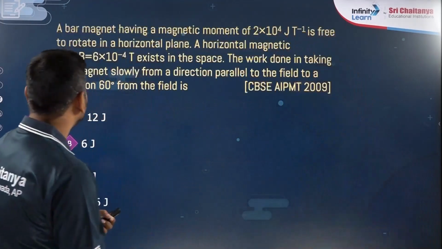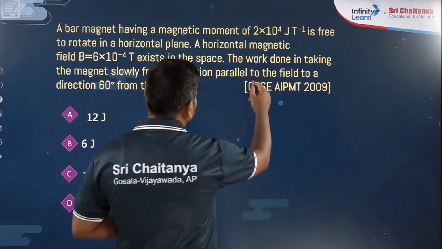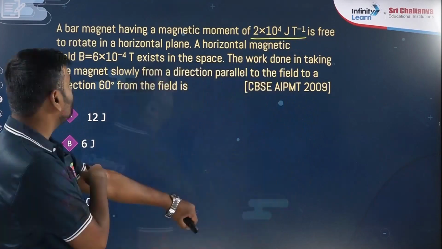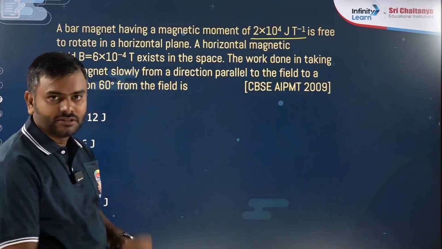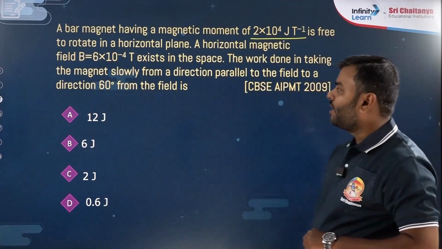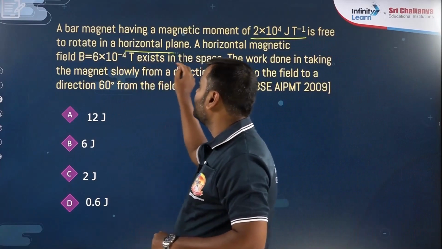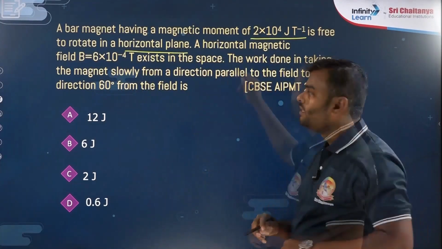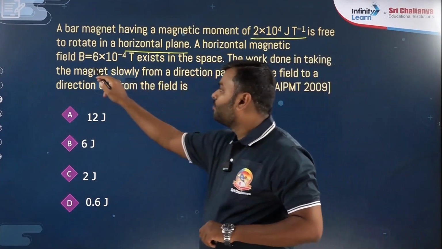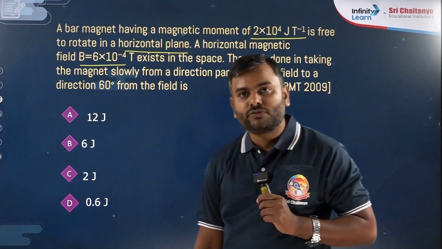So next question: we have a bar magnet having a magnetic moment of 2 into 10 to the power 4 joule per Tesla. That is the magnetic moment value for the bar magnet, and this bar magnet is free to rotate in a horizontal plane. A horizontal magnetic field is applied. What will be the value of that horizontal magnetic field? 6 into 10 to the power minus 4 Tesla.